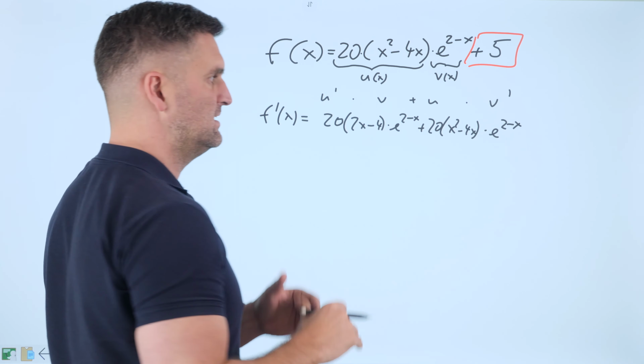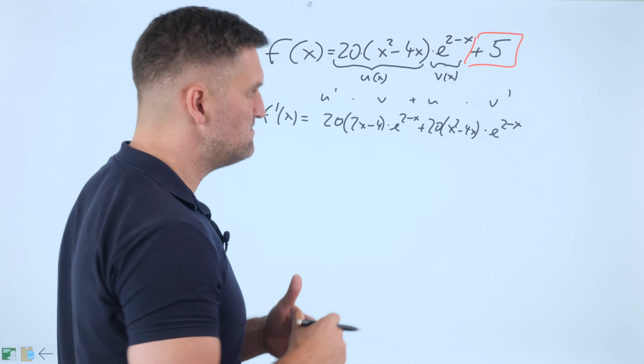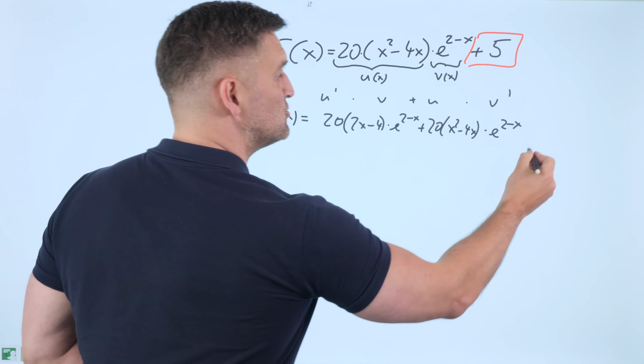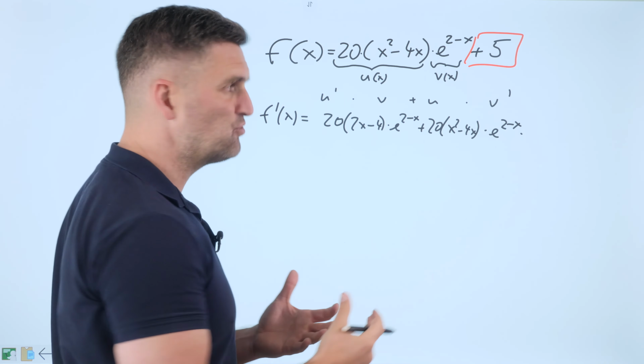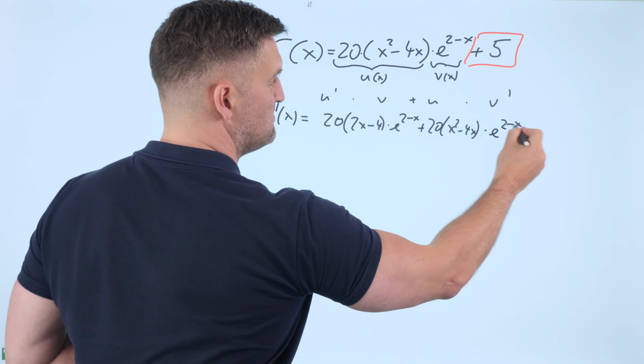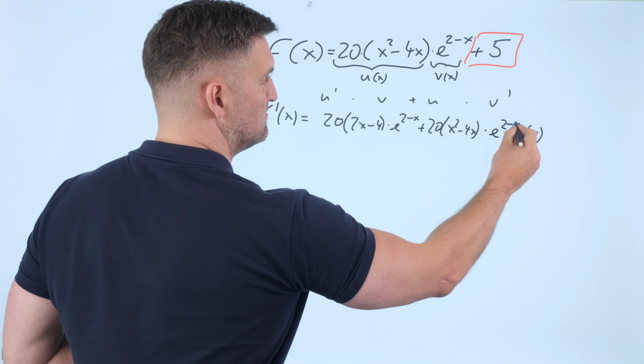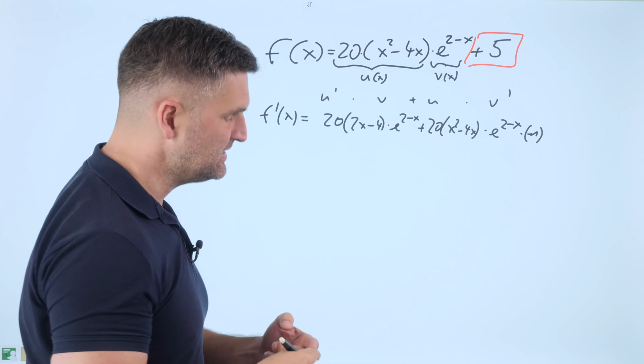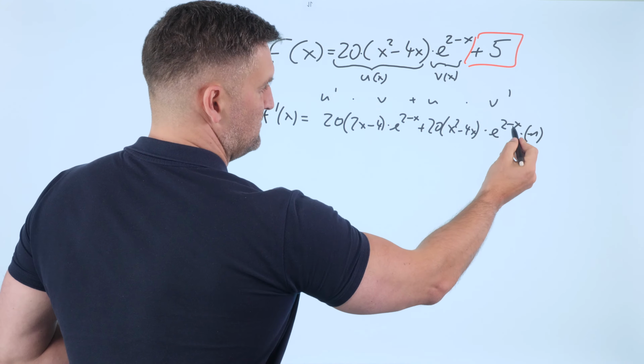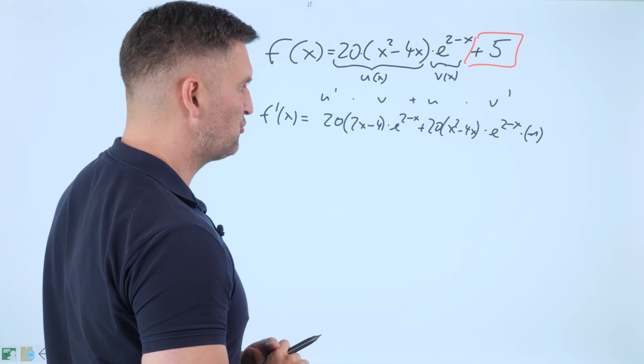First, we have to carry over e to the power of 2 minus x. It stays as it is, but it is also multiplied by the derivative of the exponent 2 minus x. And at this point, that would be minus 1, minus x would be minus 1 times x. 2 drops out when differentiating. Minus 1 times x differentiated is minus 1.